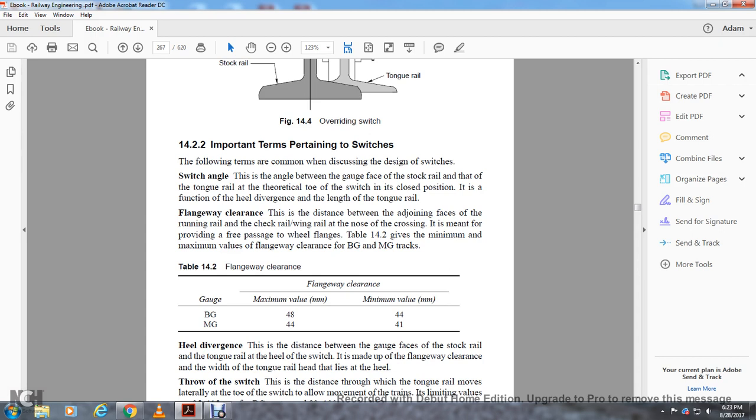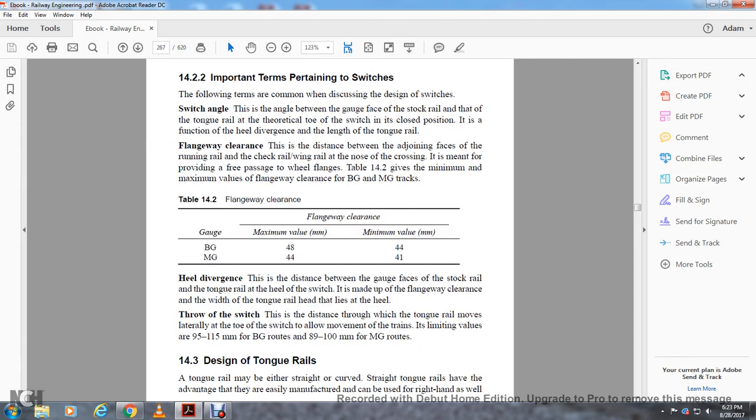Table 14.2 gives the minimum and maximum flangeway clearance for broad gauge and meter gauge. Broad gauge: minimum 48, maximum 44. Meter gauge: minimum 44, maximum 41. Heel divergence. The distance between the gauge face of the stock rail and the tongue rail at the heel of the switch is made up of the flangeway clearance and the width of the tongue rail head at least.